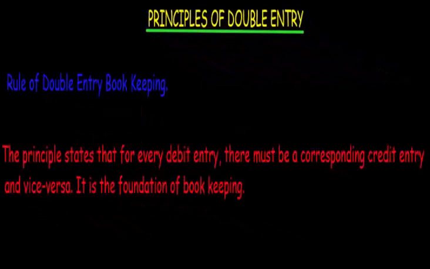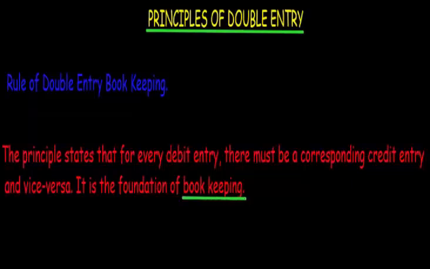Next, rule of double entry bookkeeping. The principle states that for every debit entry, there must be a corresponding credit entry, and for every credit entry, there must be a corresponding debit entry. It is the foundation of bookkeeping. Let's do a brief reminder.